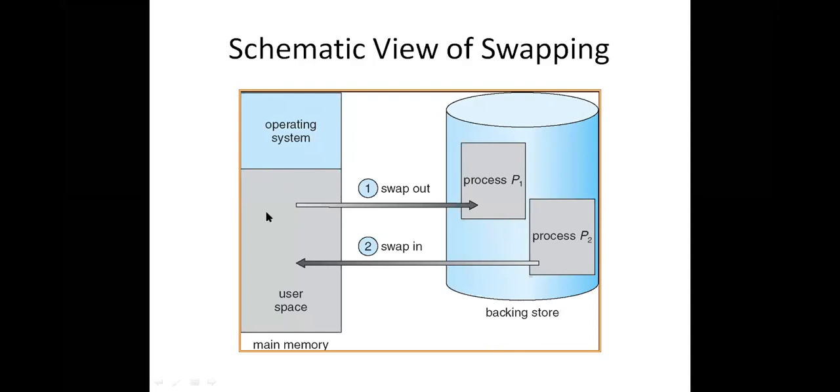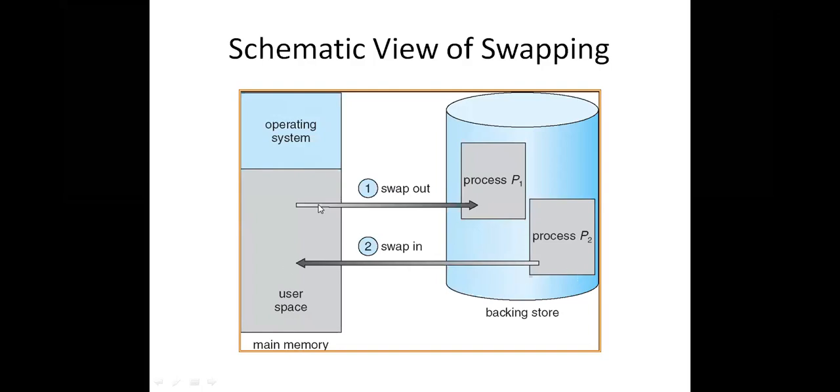Initially the main memory is divided into two parts. The first part is occupied by the operating system and the entire remaining part is the user area. That is why the hashed color is the user space and this is the operating system. This particular box is the main memory and this is the secondary memory. What are we doing here? We are swapping in process 2 and swapping out process 1. Once we swap out the process from main memory to secondary memory, there will be a place to keep the next process, that is process 2.